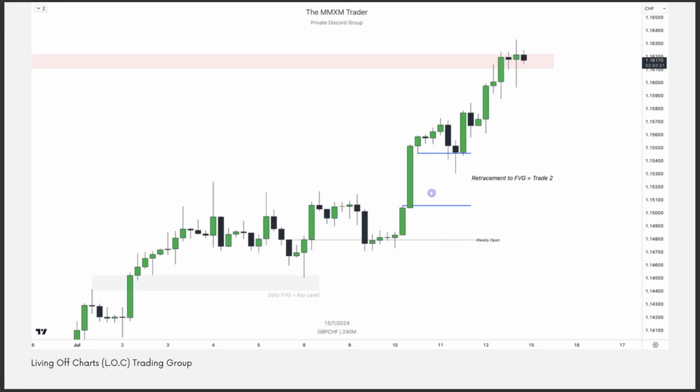So let's talk about trade opportunity number two, the retracement. So over here we had that trade opportunity number one in that key level, manipulation on the weekly open. And then the second one is in the expansion phase of that weekly candle trading higher towards that premium fair value gap. Now let's zoom in.